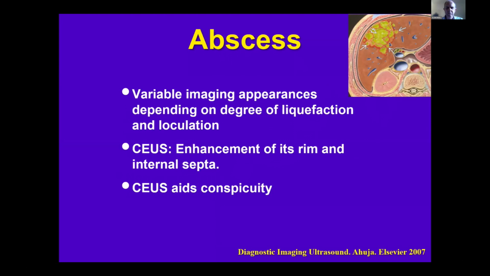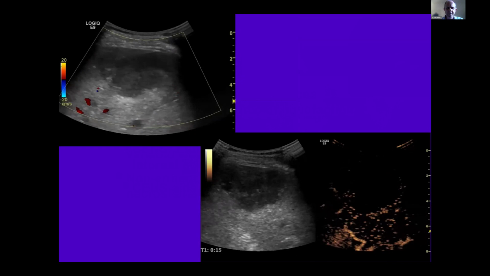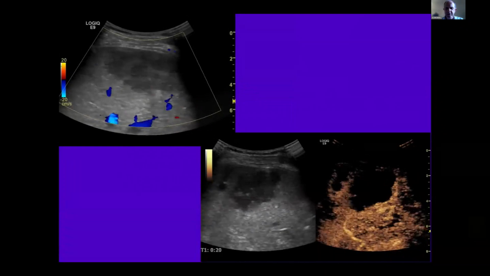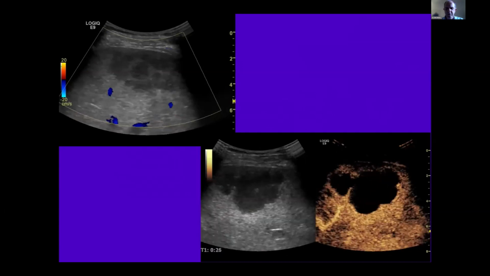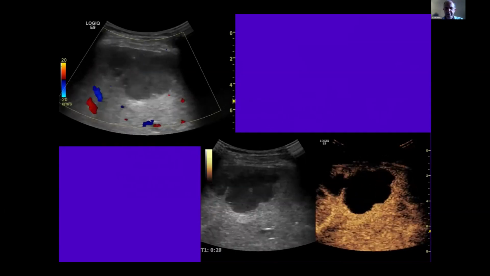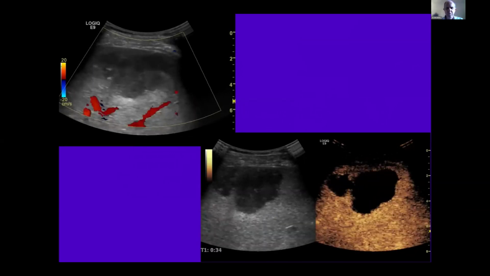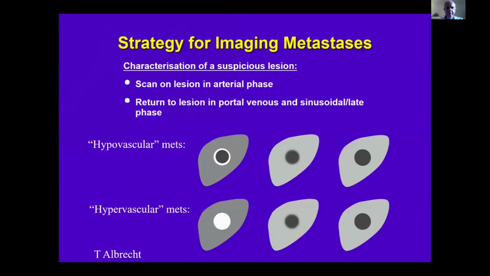Typically, on ultrasound contrast, they enhance around the rim and internal septa, and contrast ultrasound increases conspicuity. So here we go. This could be anything on B mode, but we give contrast, and now you can see beautiful loculation, enhancement of the septa throughout the lesion, and then rim enhancement as well. So this is a classic abscess, and you can decide whether this is drainable or whether it needs aspiration or just antibiotic therapy. Turning to the malignant lesions.